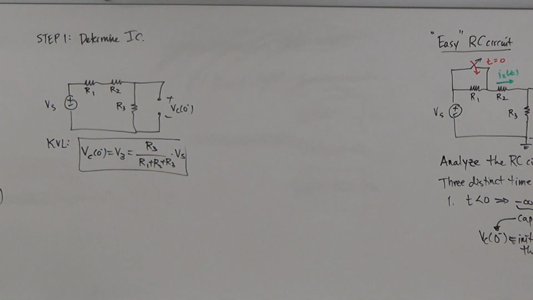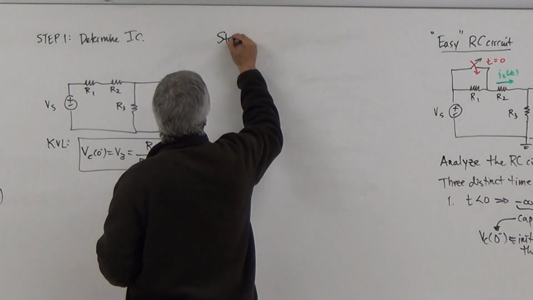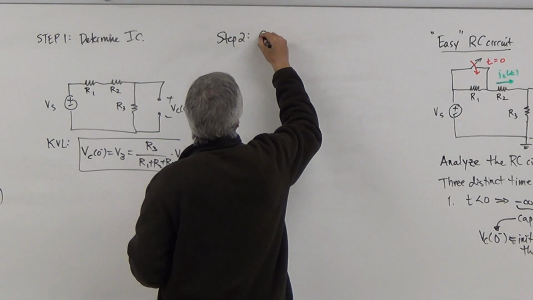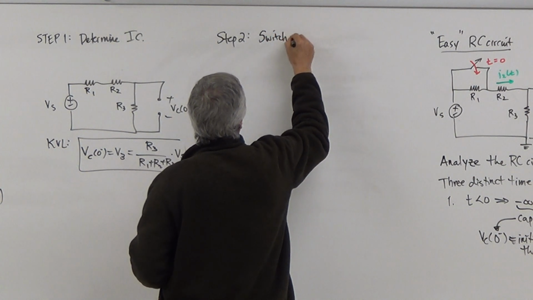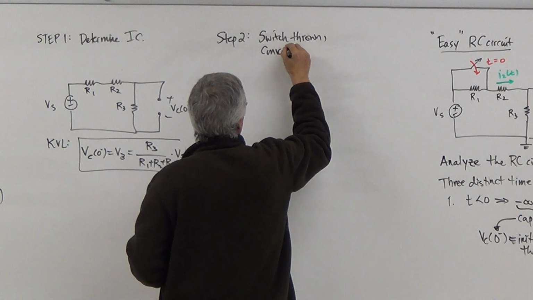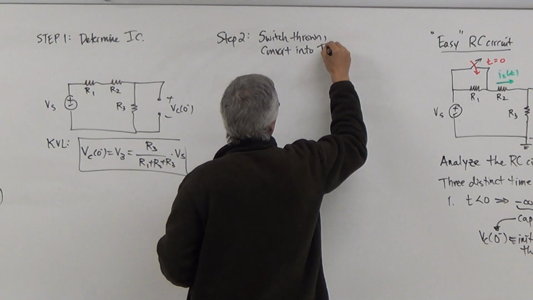So now, what do I do next? I throw the switch. After I throw the switch, I convert the circuit into a Thevenin circuit. So then I come over here and I go step 2. I'm going to say switch thrown, convert into Thevenin.